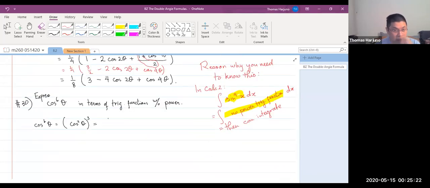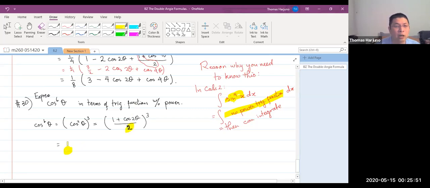So this is 1 plus cosine 2 theta over 2 over 2. That's what cosine squared theta is. And then take it to the power of 3. Okay. The 2 to the power of 3, I bring it out, becomes 1/8.